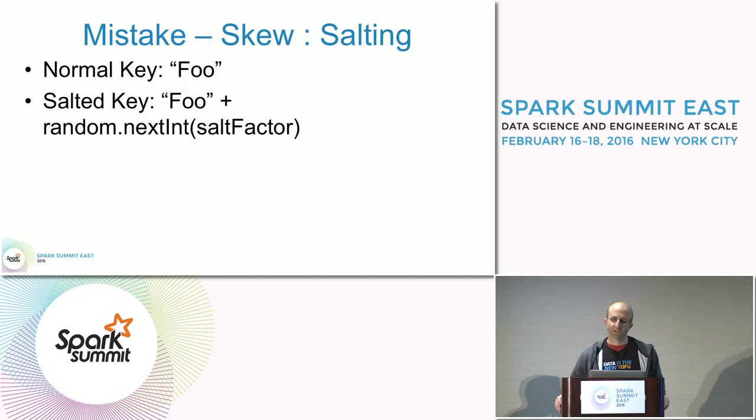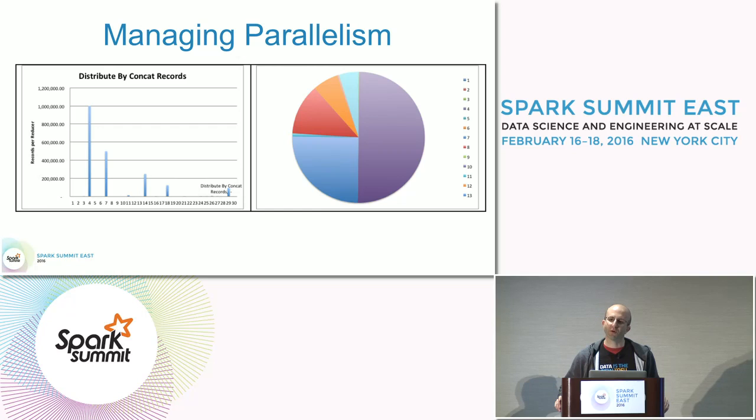Salting is essentially just adding some randomization to your key, right? So here we have a key that is a foo, right? And we're adding a salt to it. And this would be an example of our skewed data set.